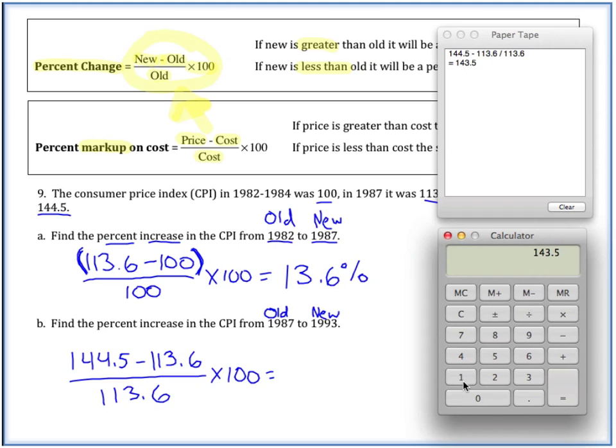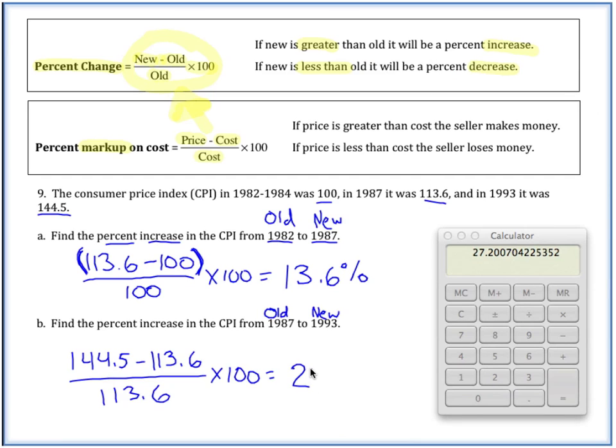So it's very important that we do 144.5 minus 113.6 and then hit equals. Okay, so we get 30.9 there. And now we divide that by the old value of 113.6. And then times 100 to change it to a percent. And you can see we get 27.2% increase.